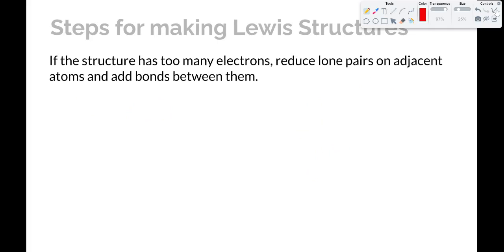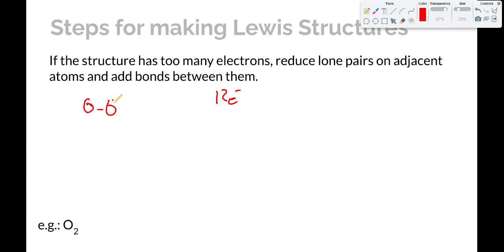If the structure has too many electrons, you reduce the lone pairs on 2 adjacent atoms that are bonded to each other, and then put an additional bond in between them. One example of this would be O2. If we're bonding an oxygen to another oxygen, that's the obvious skeleton. How many electrons should we have? Well, each oxygen gives you 6, so there should be 12 electrons in the structure.